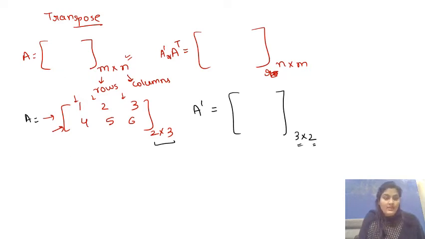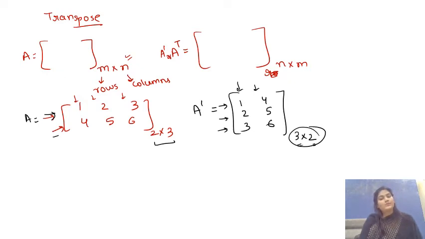So you can see the first row, 1, 2, 3, will become the first column. Then the second row, 4, 5, 6, will become the second column. In this way we have 3 rows and 2 columns. So this is the transpose.